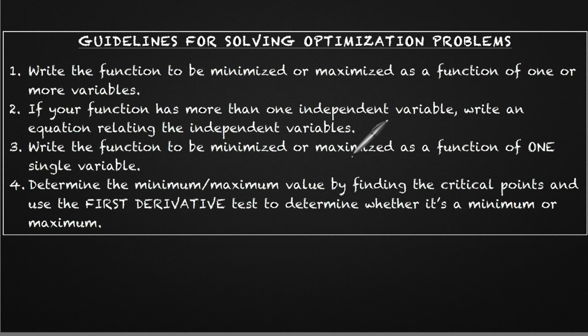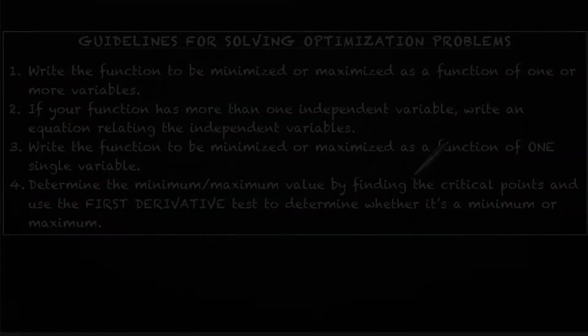There will always be another equation that will relate the two variables together. Third, by way of substitution, you're going to rewrite the function you wrote in step one now as a function of one single variable. And then fourth, as we've been doing, you're going to take the derivative and find the critical points, make a number line, and use the first derivative test to determine whether it's a minimum or a maximum. And that is the process that you'll use to optimize various quantities. Let's see how this works on a few sample problems.